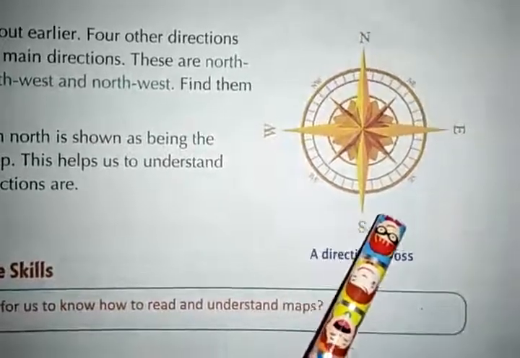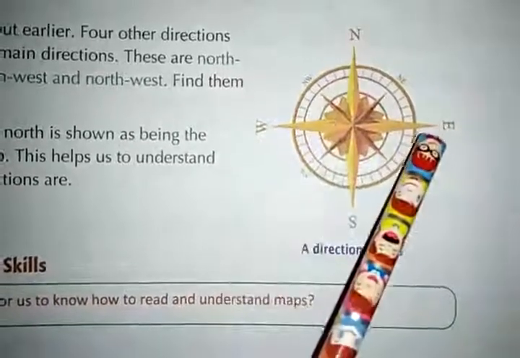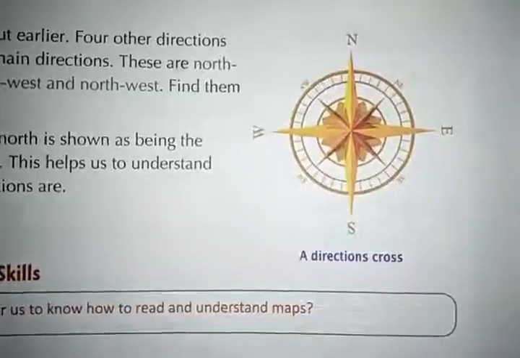And in some maps, you will find all the four directions given. So children, read the whole chapter and you will understand how scale is used to understand a map, how different colors, symbols and directions are used to make us understand a map.